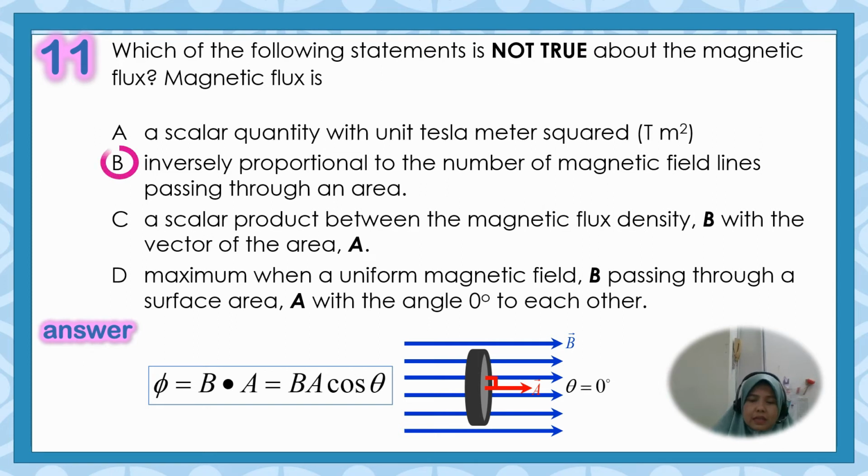Okay, this figure just shows the answer for D. Maximum when the uniform magnetic field B passes through the surface area A with the angle theta of 0 degree, meaning that A and B are at 0 degree, so cos 0 is equal to 1. That's why the magnetic flux is maximum, meaning that statement D is true.